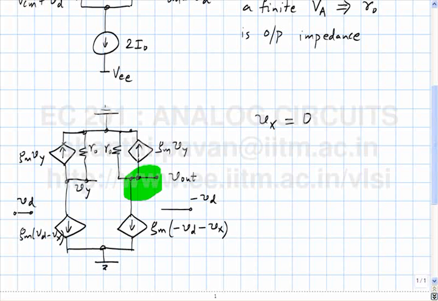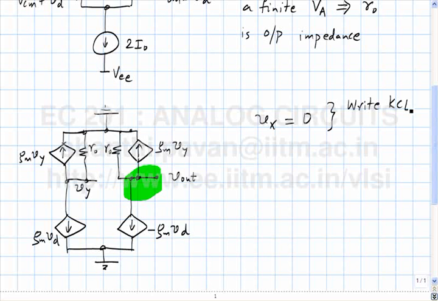So once Vx is known to be 0, I just connect this to ground. This becomes GmVd. This becomes minus GmVd. Alright. And I can get rid of these guys just to reduce clutter in this diagram. I need to find V out now.